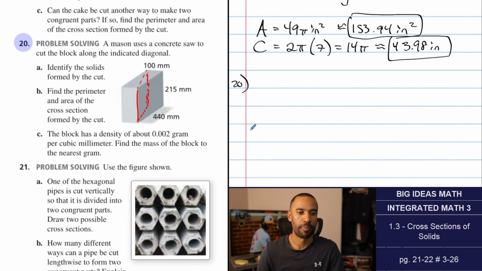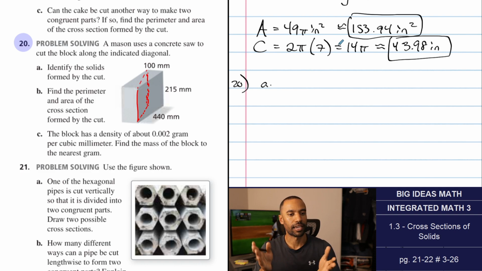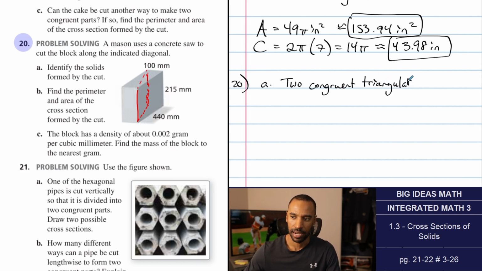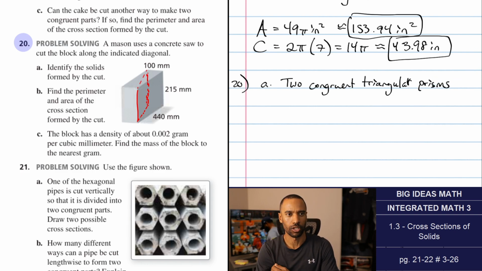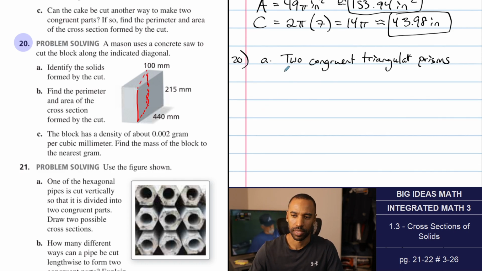Identify the solids formed by the cut. So they didn't talk about cross sections, they talked about solids. The solids formed by the cut: we now have two congruent triangular prisms. I don't know if we're supposed to draw them or not, but hopefully you can see how they are made by that. It makes sense. There's a rectangular prism before. You cut it to get triangular base faces on top and bottom. So that works, and I think they're both congruent to each other.